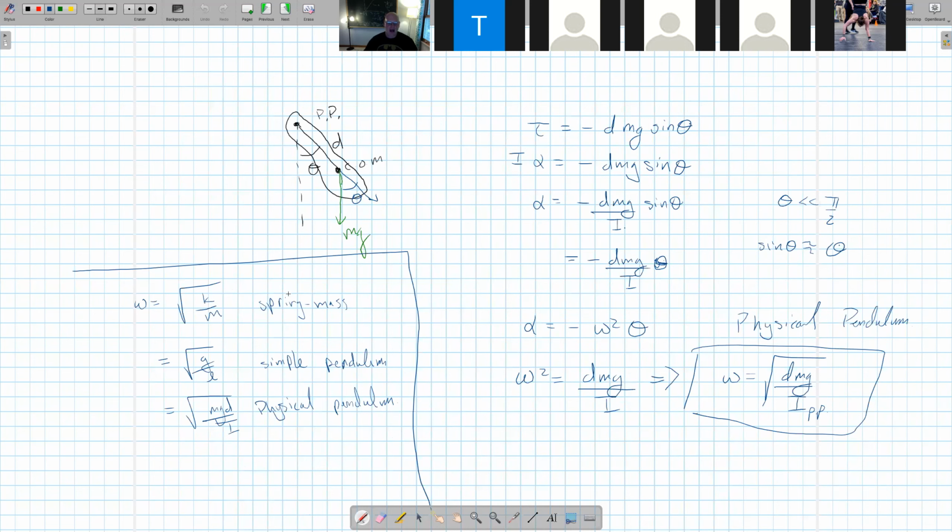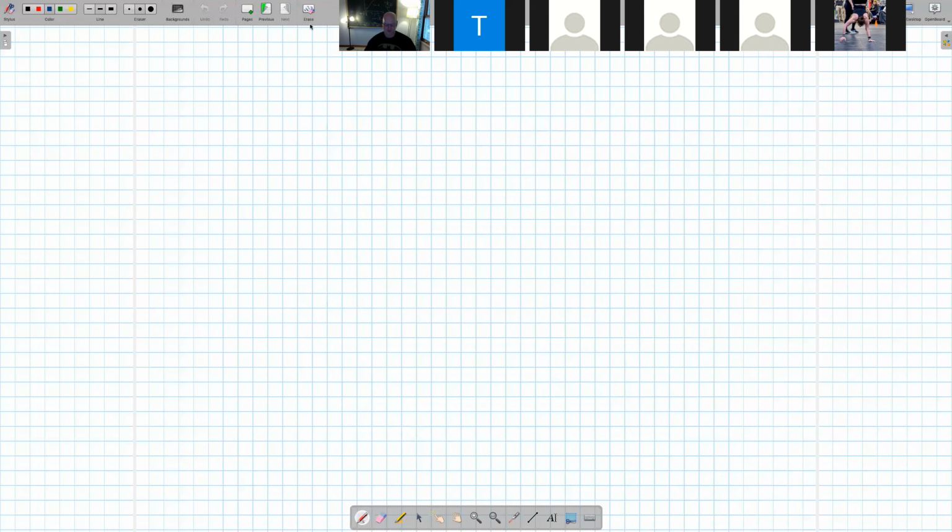And again, if it's not one of these scenarios, we then have to go through and do exactly what we did for each one of these different individual systems: either write down the sum of the forces or the sum of the torques, and then get to the point where we isolate the acceleration. And then from there, we can read off exactly what that angular frequency is. Okay. So now that we know this, let's do an example to see how this works.